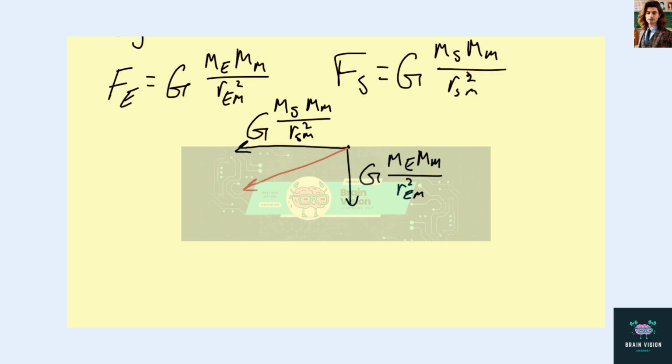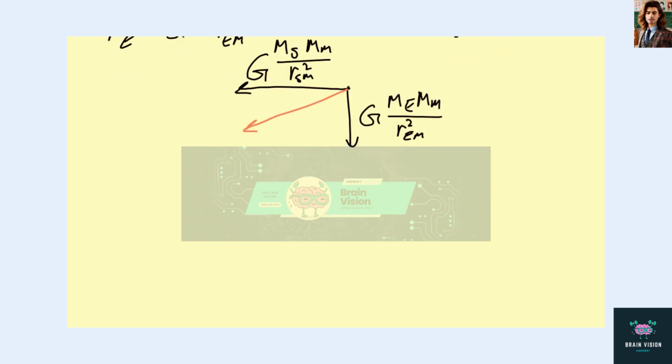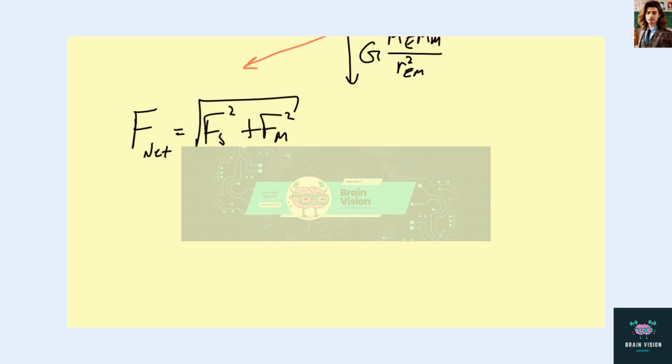So we have to add these in quadrature, which basically means the total force, which I'll say F net, is the square root of force of the sun squared plus force of the moon squared. It's basically the magnitude, the hypotenuse of this triangle right here. So let's plug that in.